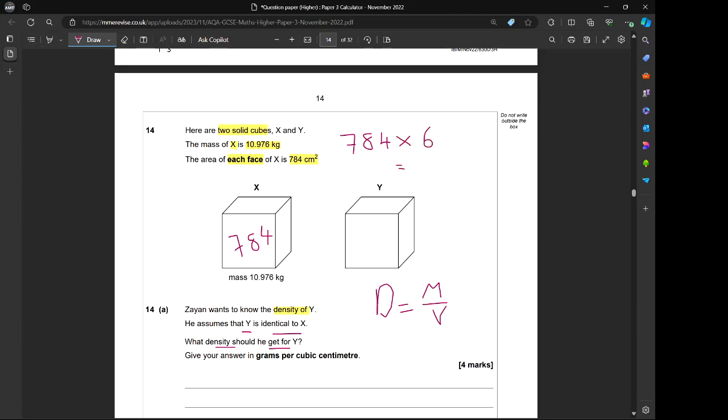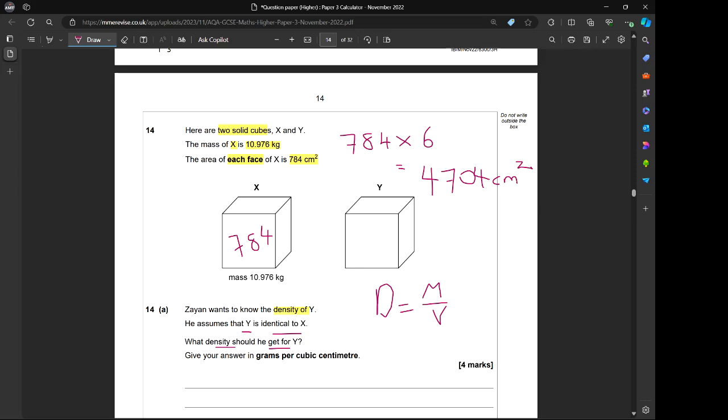Let's work it out on my calculator. 784 times 6, oops, not times 5, so it's 4,704 centimeters squared. So that is the total surface area.